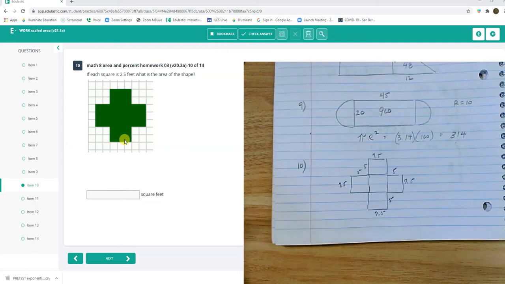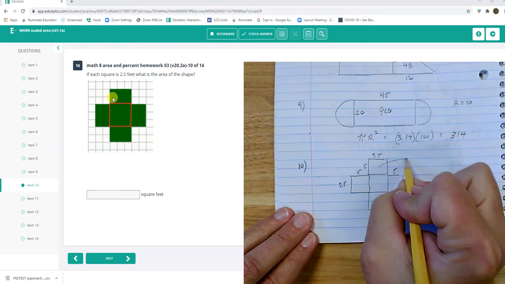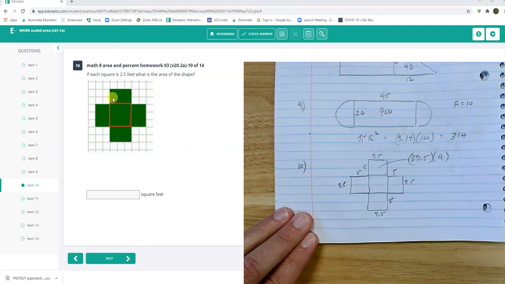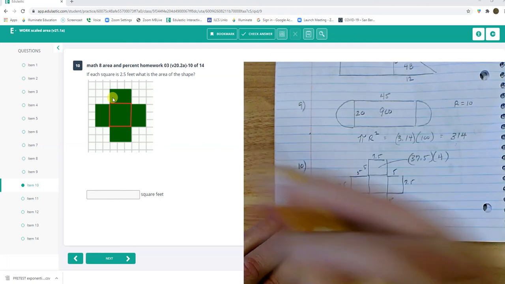So all of these little kind of rectangle things right here, boom. So if you look at all of those, each of those is 5 times 7.5. So 5 times 7.5, that's 37.5. So this is 37.5, but I need 4 of those, which gives me 150.